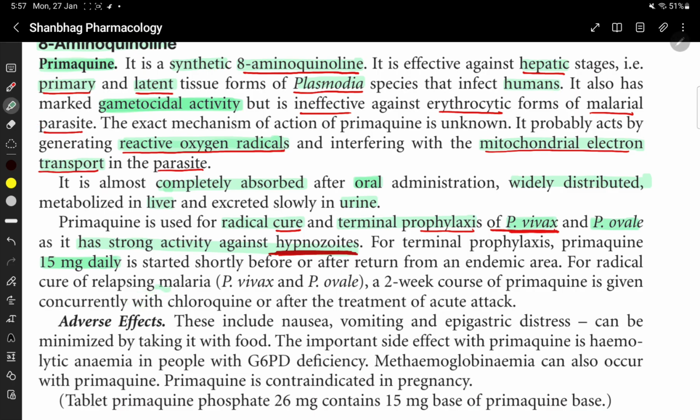For radical cure of relapsing malaria, that is Plasmodium vivax and Plasmodium ovale, a 2-week course of Primaquine is given concurrently with chloroquine or after the treatment of acute attack. Radical cure of relapsing fever के लिए 2 week course of Primaquine is given concurrently with chloroquine or after the treatment of acute attack.